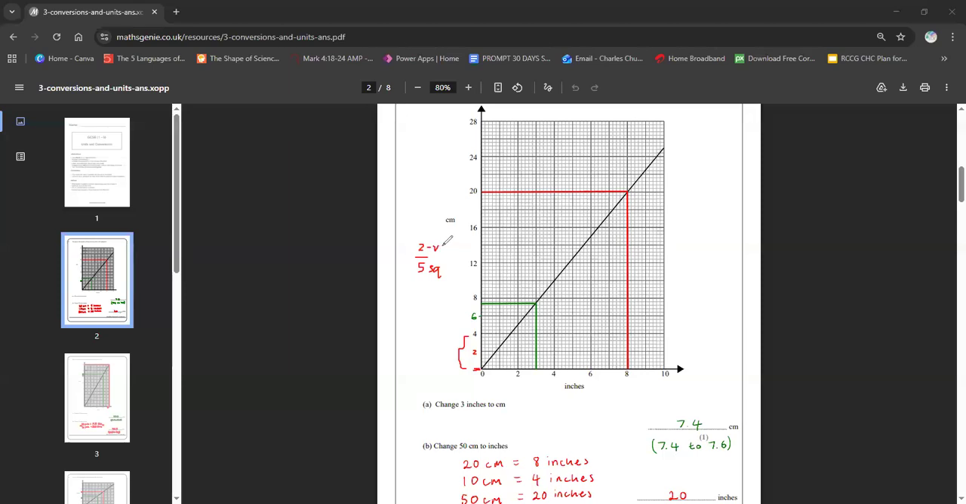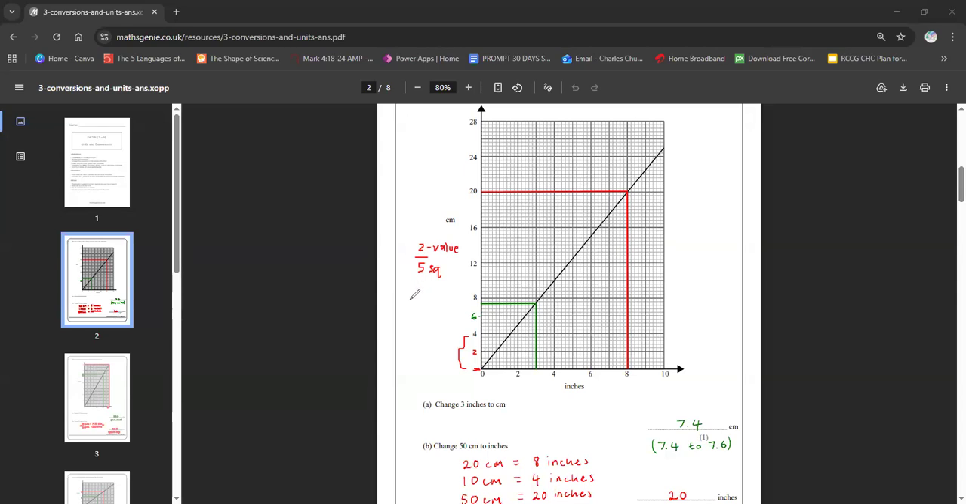Okay, so let me write it here. When you want to calculate the scale, it will be easy for you to know. Because if you don't know the scale, there's no way you would know the value that lines up on the y-axis.